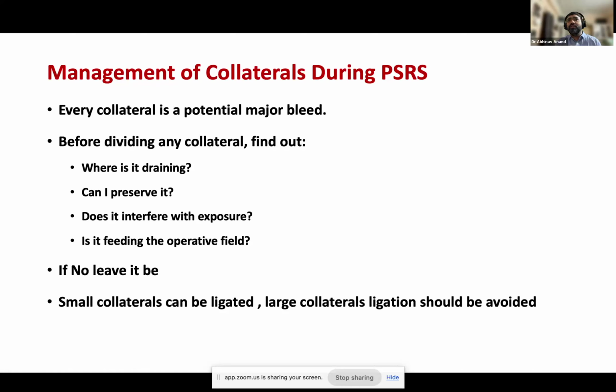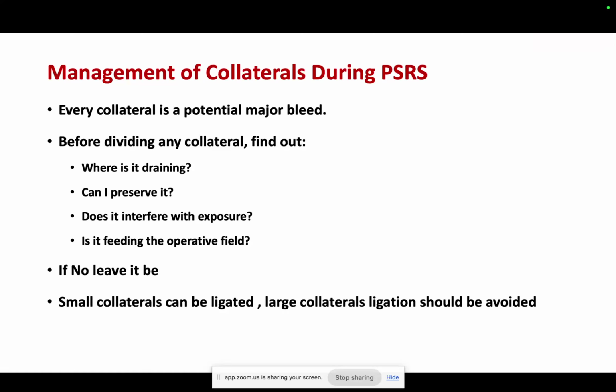The assistant does not have to give a shear tension. The assistant has to provide adequate counter traction so that the plane is visible very adequately, and then very safely in that plane we have to enter, and we keep dissecting it so that little by little the spleen exposes by itself. We do not have to force it. It exposes by itself, and then we have to mobilize it, and then we get a good control over it.